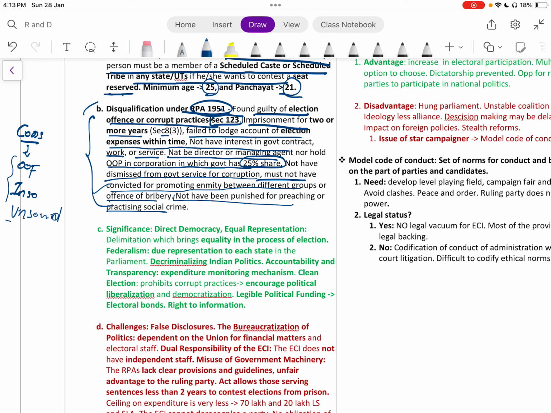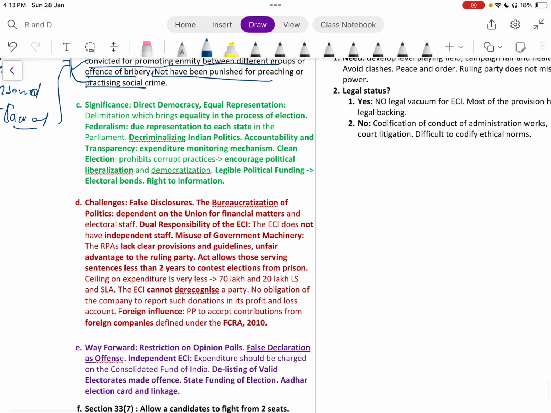Okay, so the 3 and law of the parliament. So, law of the parliament is this. What is the significance? It helps direct democracy, equal representation. Delimitation, which brings equality in the process of election. Federalism, due to representation of each state in the parliament. Decriminalization of Indian politics can be a possibility.